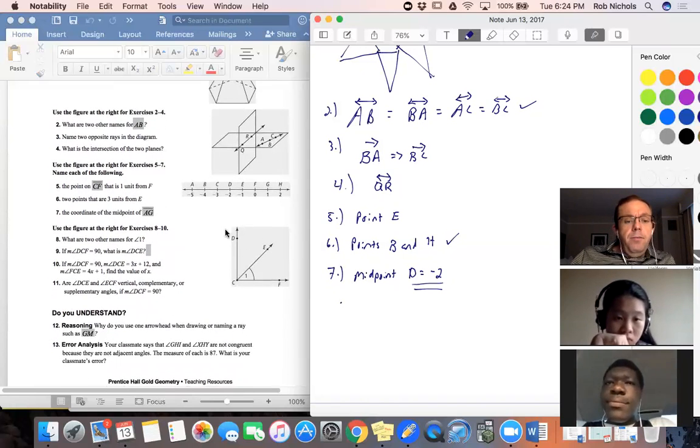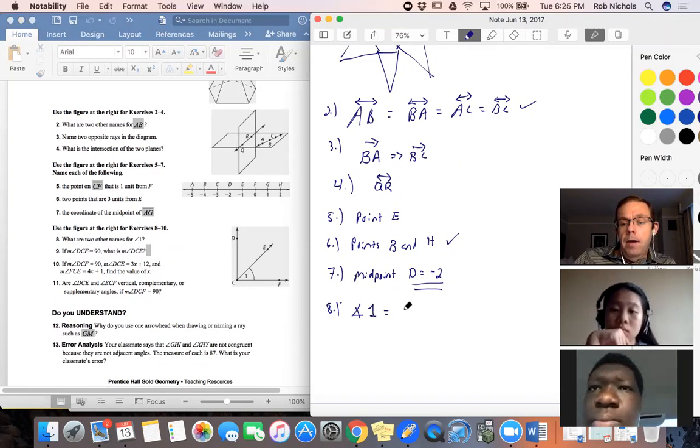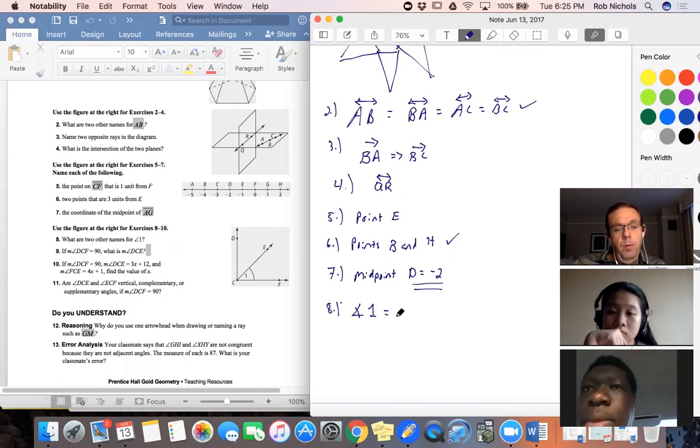So here's the figure. We have this angle. Let's do number 8. What are 2 other names for angle 1? So how could we call angle 1 by another name? Watara, how about you first? Give me one name for angle 1.